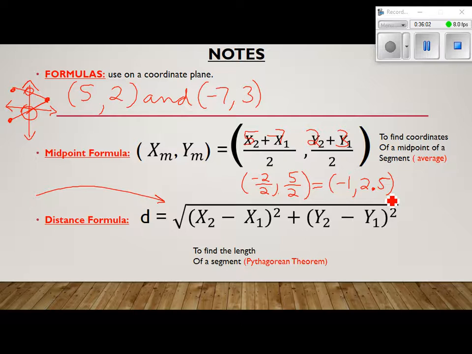What number would I put in here for this x, for my 2 points up here? Oh, 5. How about this x? -7. You have to be careful when you're doing this. What happens when you're subtracting a negative? It makes a negative a positive. Changes it to a positive. Over here, what y am I going to put in here? 2 and 3. Then I do the math.